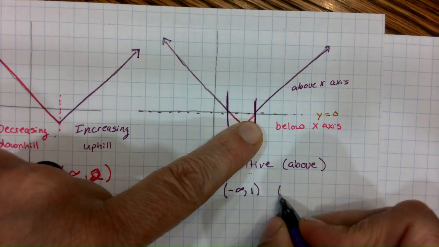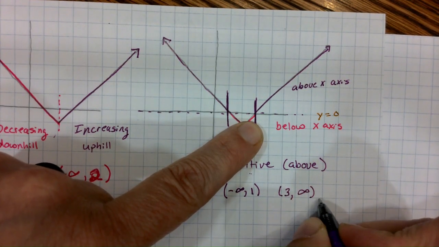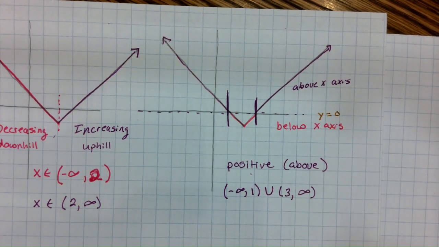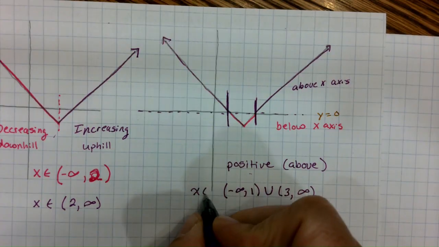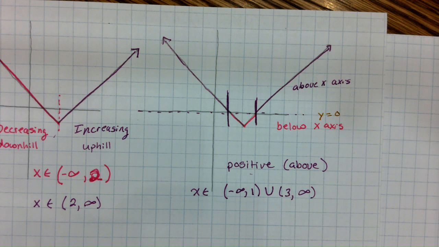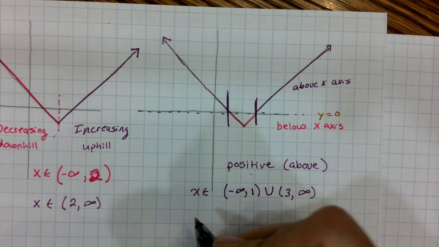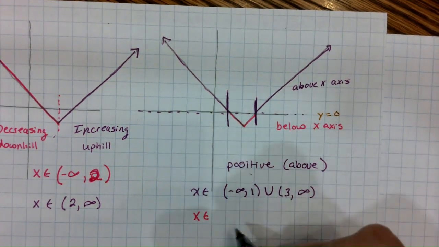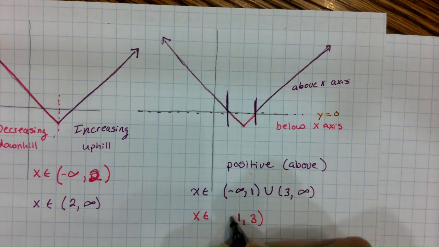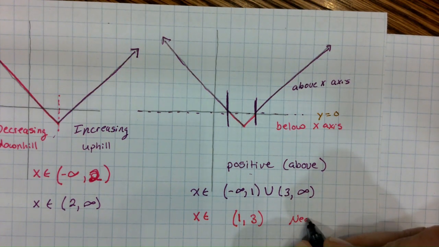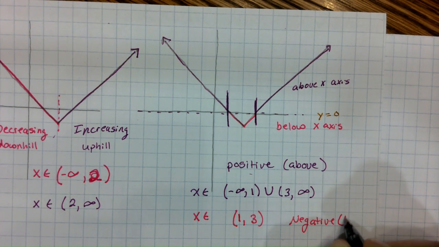And then it starts over again at 3. And again, there's no wall on the right. Anytime you have two groups, we're going to join them with the symbol called U for union. And that's based off our x. So if we choose any x's in one of those intervals, our y value is going to be above 0. For the below, our graph extends below the x-axis between these two walls, between 1 and 3. So if they ask you when it's negative, or below the x-axis.